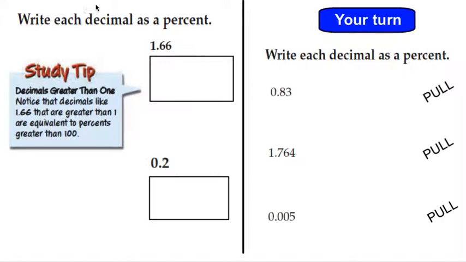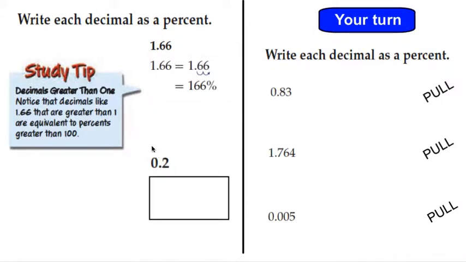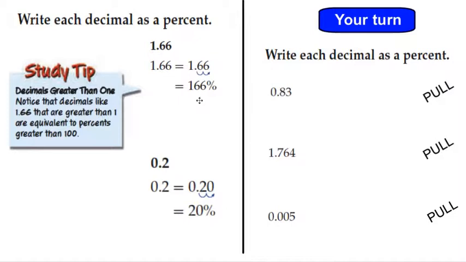So going the other way, writing the decimal as a percent, we multiply by 100. So 1.66, we're going to get a percent bigger than 100 because our number is bigger than 1. So that one is 166%. 0.2 gives us 20%. Again, pause the video, try these 3 on your own, and we'll look at the solutions when you come back.